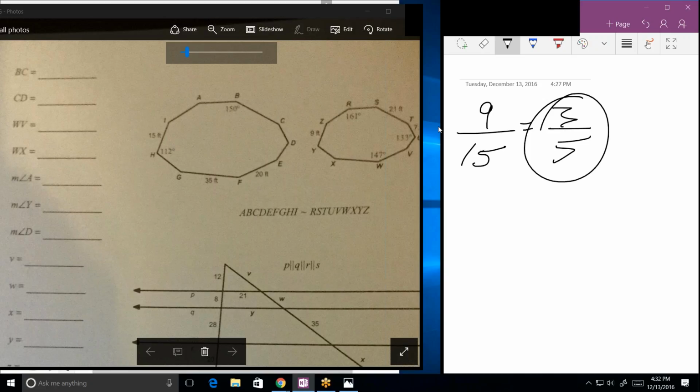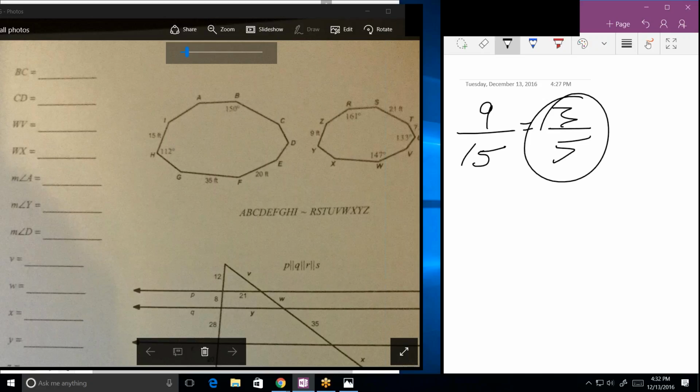As far as the angles go, I think you got that all worked out. What's angle S? Angle S would be 150. They ask for angle A. What's angle A? Angle A corresponds, 161. Okay, what's angle Y? Angle Y is 112. And what's angle D? 133.